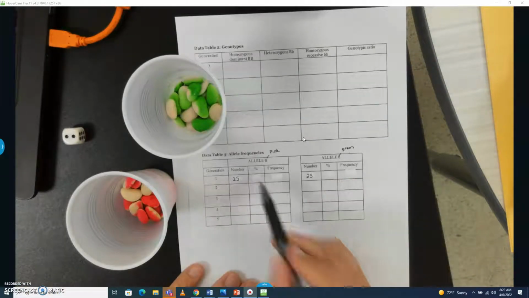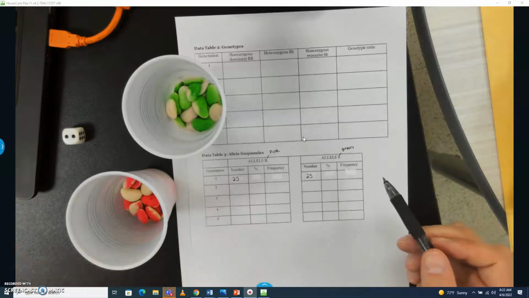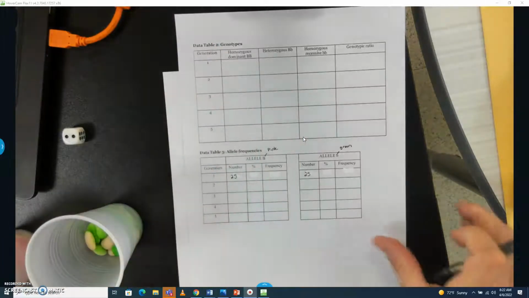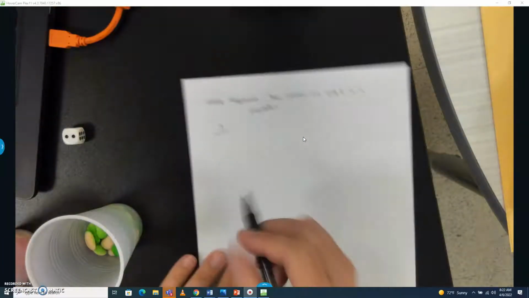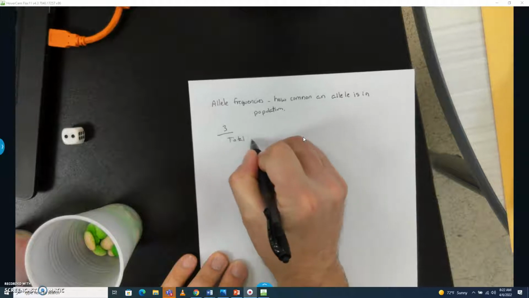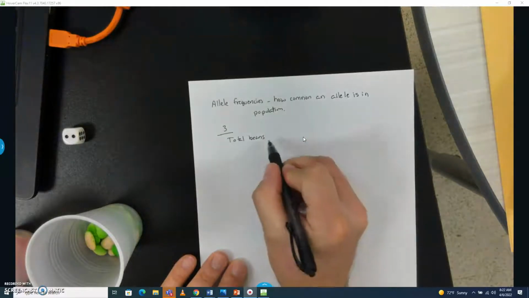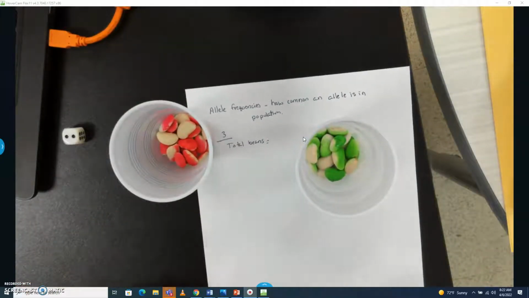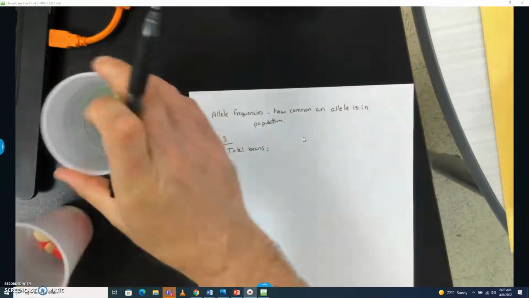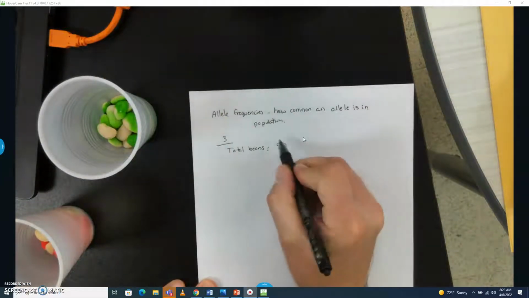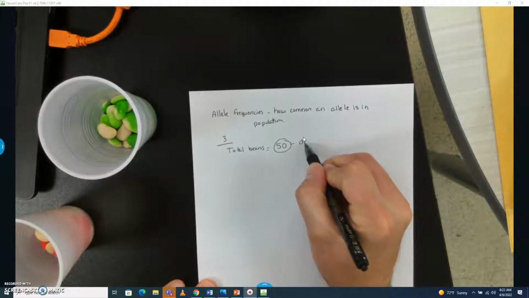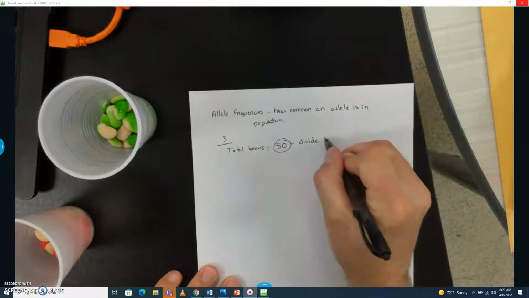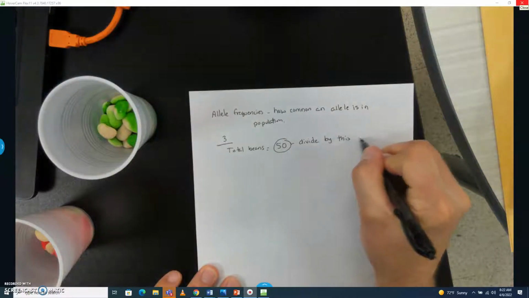So we have to figure out what percentage of our total beans are pink and which are green. So to do that, we need to know the total beans. In order to find that, we have to add these and these together. How many do we got? So 25 and 25, that's easy, that's 50. We have 50 beans. This number right here is what we divide by. And this number will change in every generation.